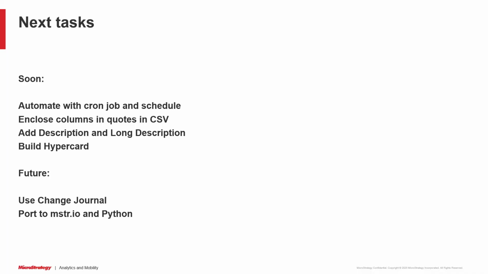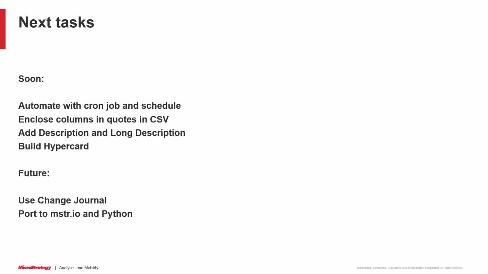That can be done easily with either a cron job or a Windows scheduler and a schedule in MicroStrategy to refresh the cube. A little bit of housekeeping. Need to enclose column names in quotes in CSVs. That's to handle metrics or objects which have got names with exclamation marks or other things in them.